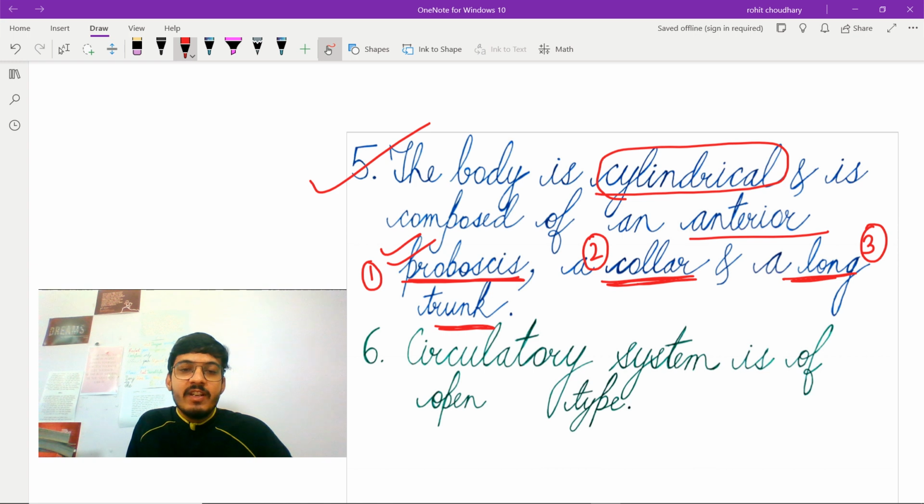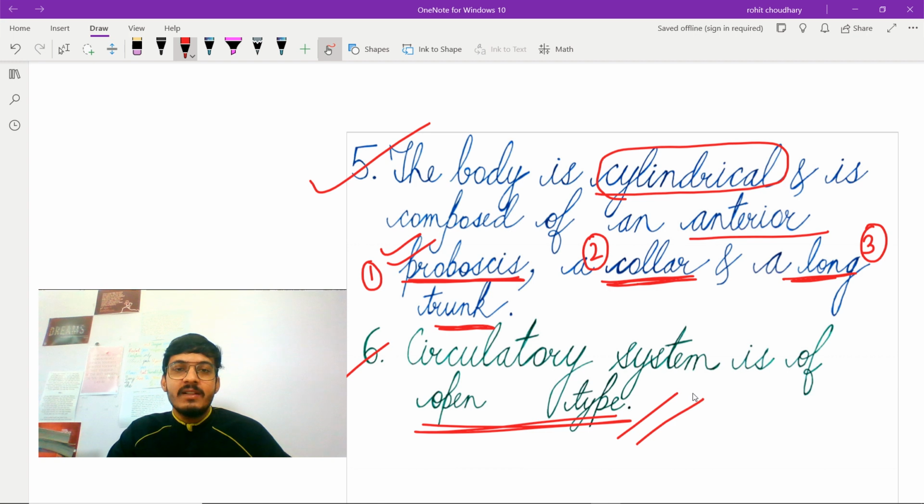The next important feature is the circulatory system is of open type. Open type means blood vessels will not be present and the tissues or the organs are directly bathed in the blood.